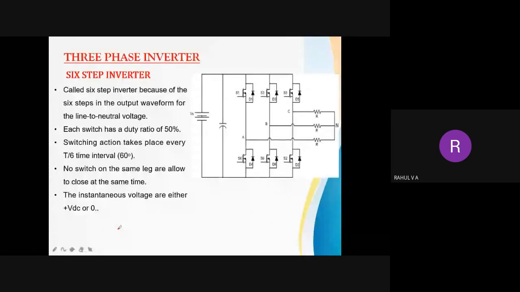Okay, I am going to explain the first switching sequence, that is 5, 6, 1. That means these switches are turned on. 5, 6, 1 means S5, S6, S1 are turned on, and we know that the remaining switches 2, 3, 4 are in off condition.